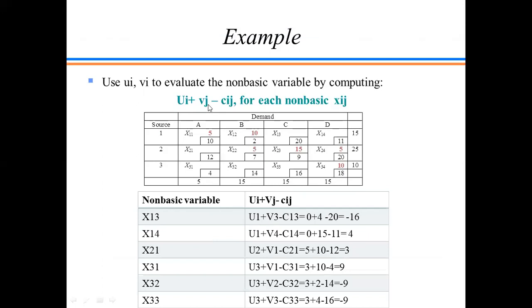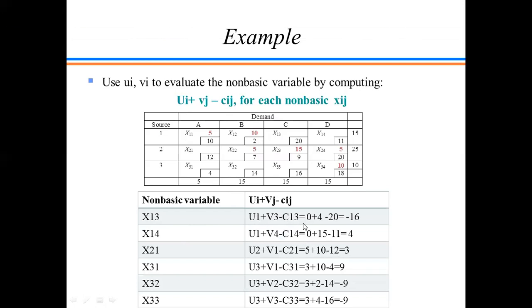Yeah, you see here, for non-basic, we need to implement this formula ui plus vj minus cij. While for basic variable, we implement ui plus vj equal to cij. Non-basic is not equal to, but ui plus vj minus cij. Okay, so let's see the example of x13. x13 means u1 plus v3 minus c13. The value of u and v you can refer to the previous slide.